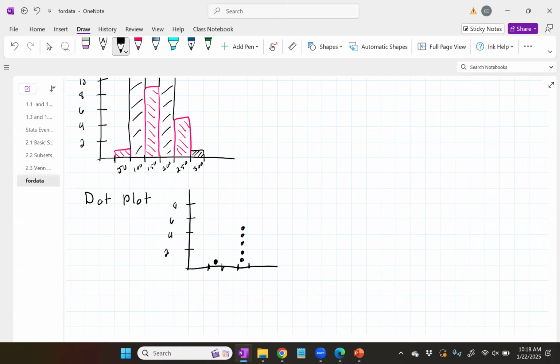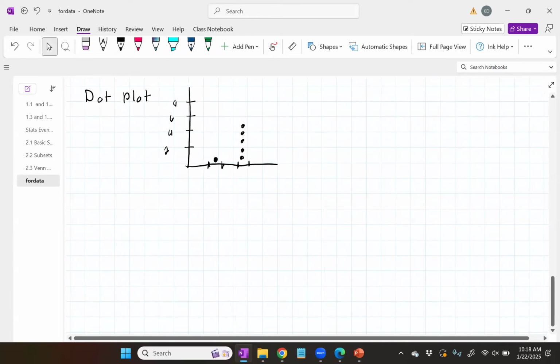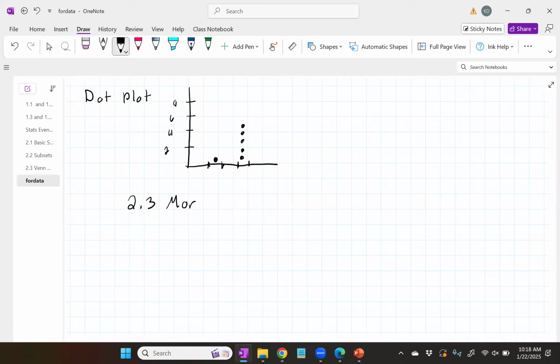Okay, before I hit 2-3, are there any questions so far? 2-3 is more graphs. Graphs are fun. What do I get for looking away when I'm trying to write?